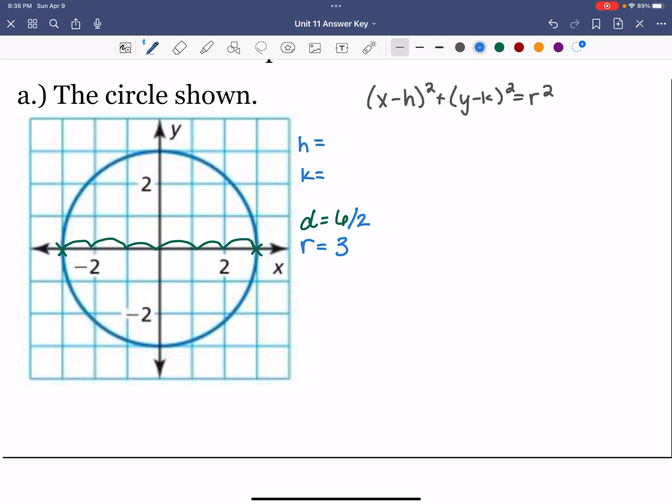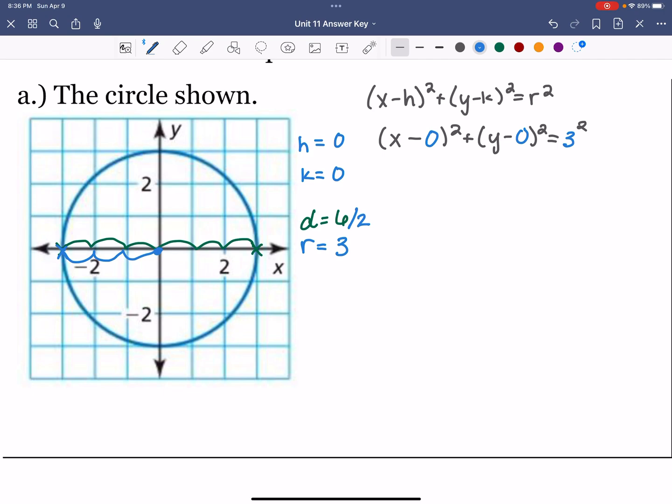From here, I'm going to go in from one of the furthest points, 3 bounces, and that tells me my center point. In this case, it's going to be the origin, so h is 0 and k is 0. So I'm going to take these and plug these into my standard equation: 0 for h, 0 for k, and my radius is 3. And then I'm going to simplify.